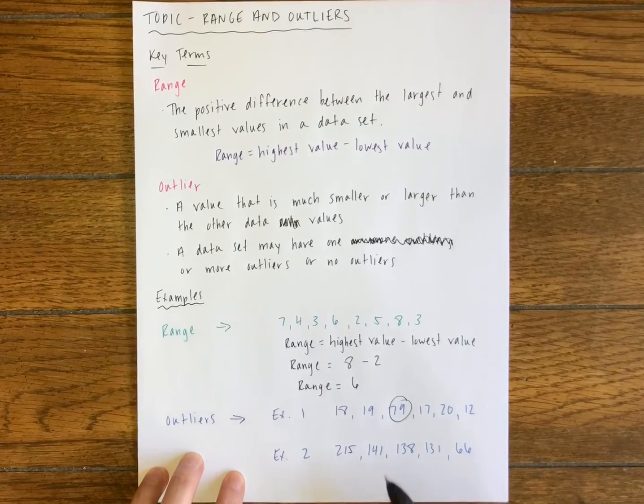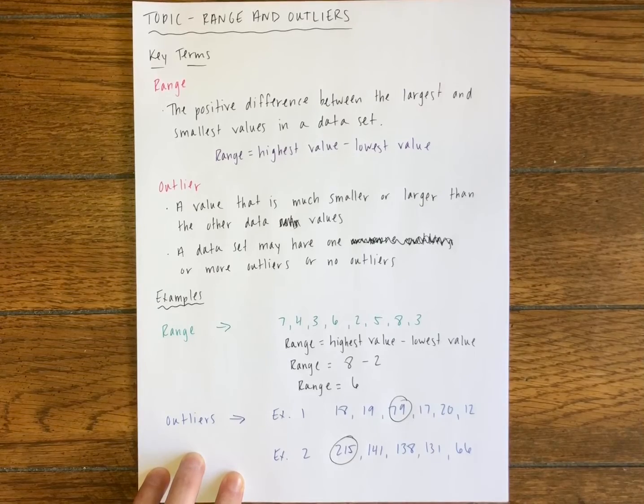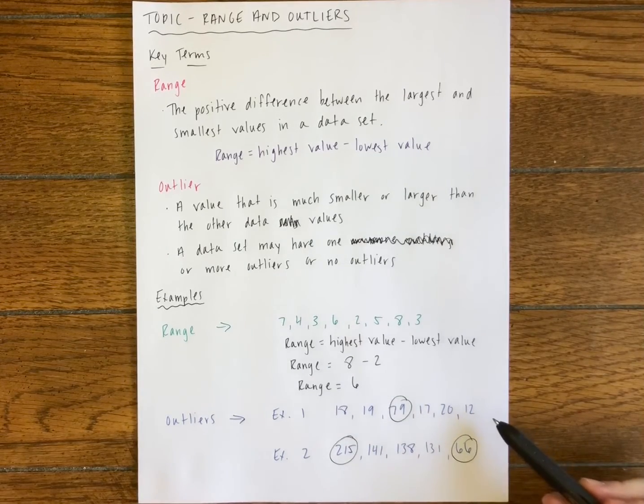For example 2, we have 215, 141, 138, 131, and 66. 215 is going to be an outlier. And then we would also have 66 would be an outlier. Here we have an example with one outlier, and here we have an example of two outliers.